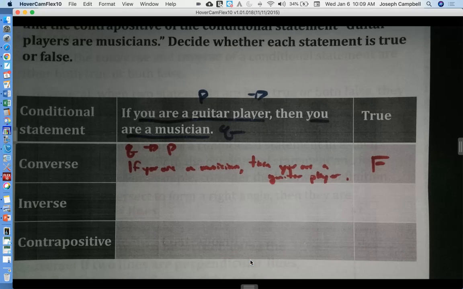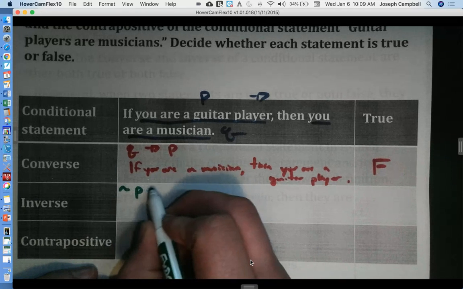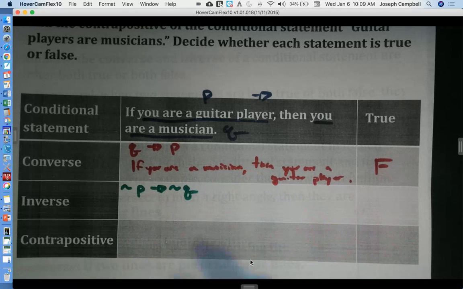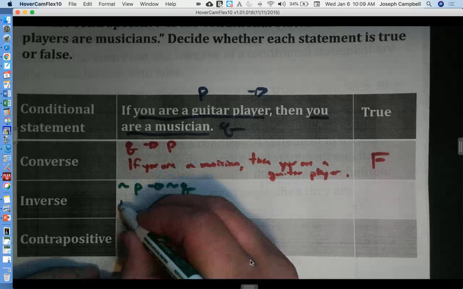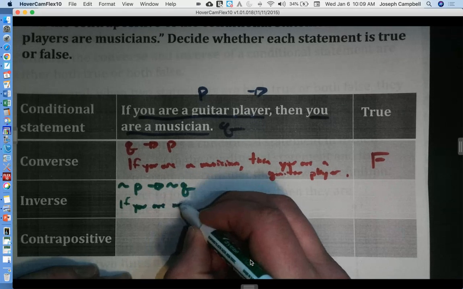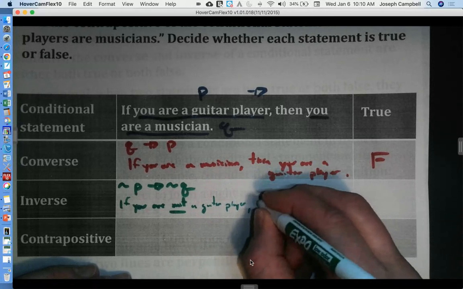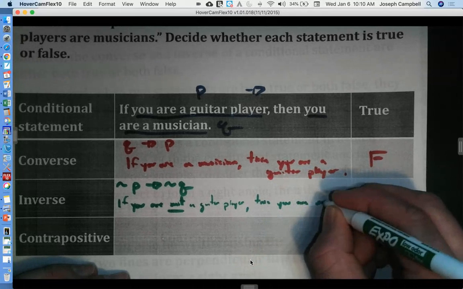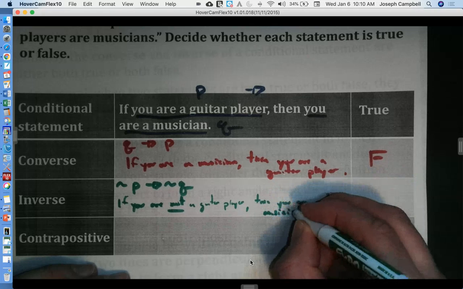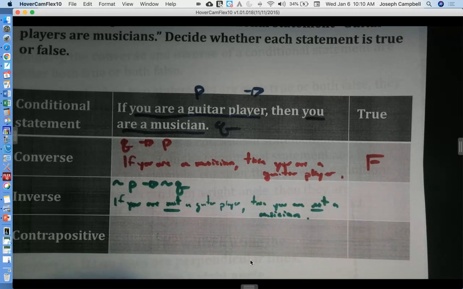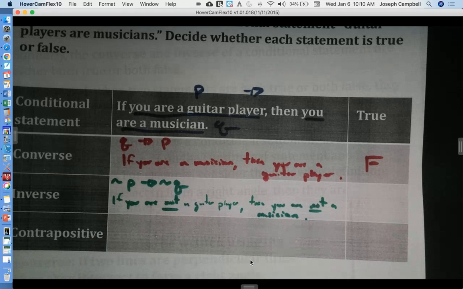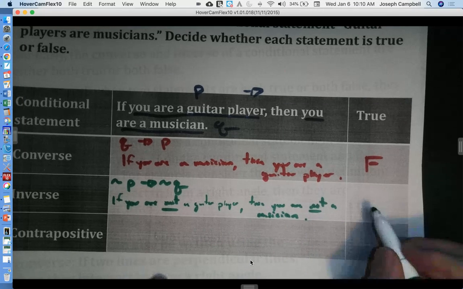What is the inverse? Well, the inverse is when I negate P and I negate Q, right? I take the opposite of them, but I keep the original order. So I'll say, if you are not a guitar player, then you are not a musician. Okay? Think about this. Is this true or is this false? Can you think of an example where this is true, but the conclusion is false? Well, yeah, the same thing I just said, right? I'm not a guitar player. However, I am a musician. Why? Because I play bass. So this again is also false.